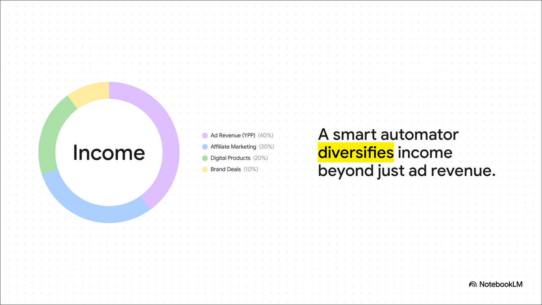You can start earning with affiliate marketing. That's getting a commission when someone buys a product you recommend from day one, even before your channel is officially monetized by YouTube. Then, as you grow, you can add in your own digital products and even brand deals.